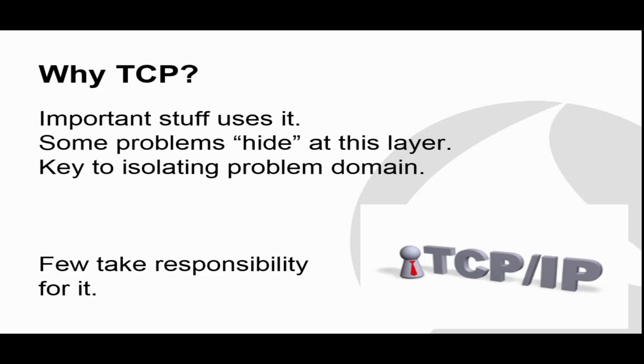Well, important stuff uses it, right? It's a reliable protocol. If we have a business critical application, it's likely running over TCP. So it's a protocol that all of us want to become very familiar with. It's carrying important data. It has a behavior. When it's misbehaving, we can tell with a product like Wireshark, but it really helps us to steer our troubleshooting into the right area, to the real problem domain.